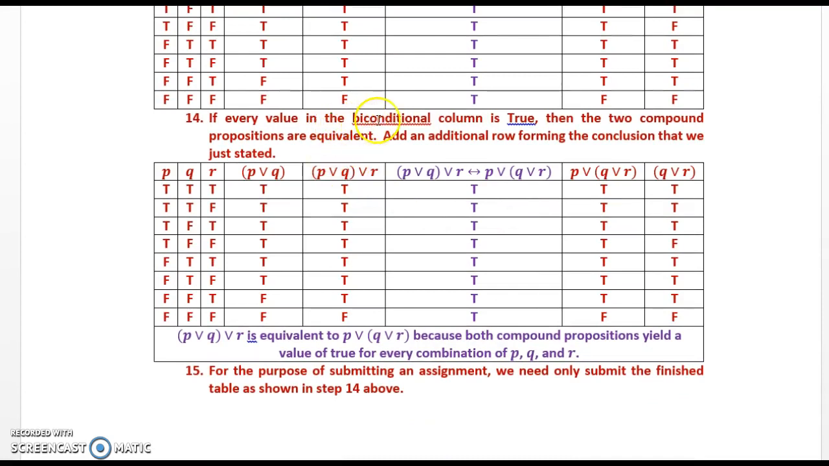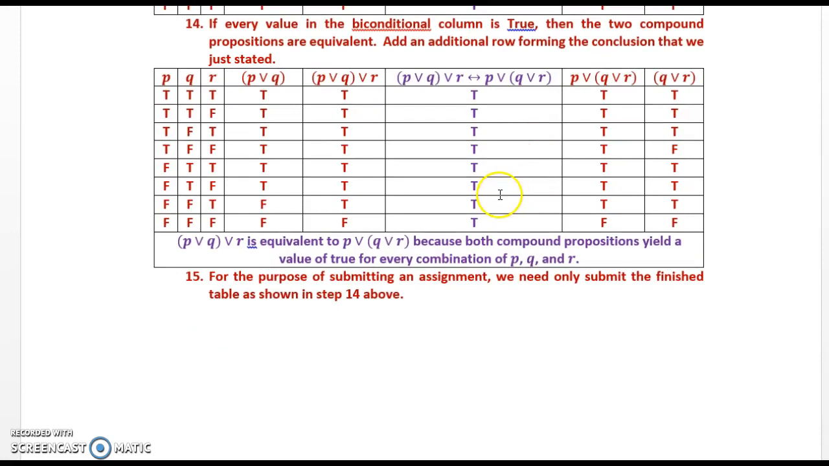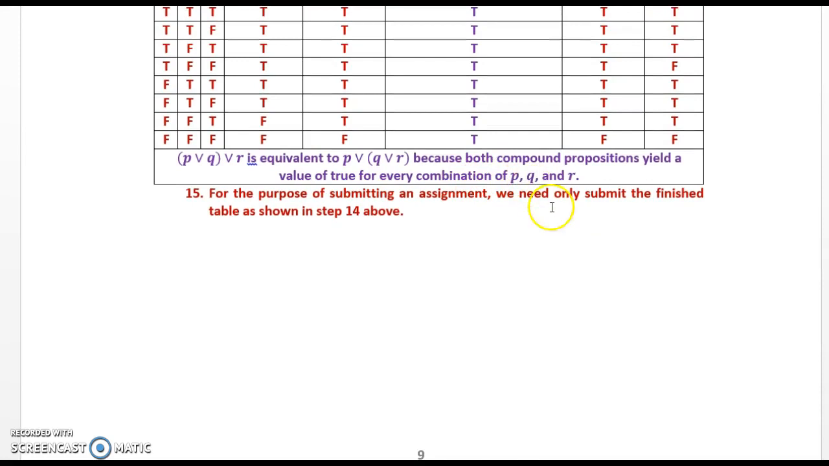If every value in the biconditional column is true, then the 2 compound propositions are equivalent. Add an additional row, forming the conclusion that we just stated. The quantity P or Q or R is equivalent to P or the quantity Q or R because both compound propositions yield a value of true for every combination of P, Q, and R. For the purpose of submitting an assignment, we need only submit the finished table as shown in step 14 above.